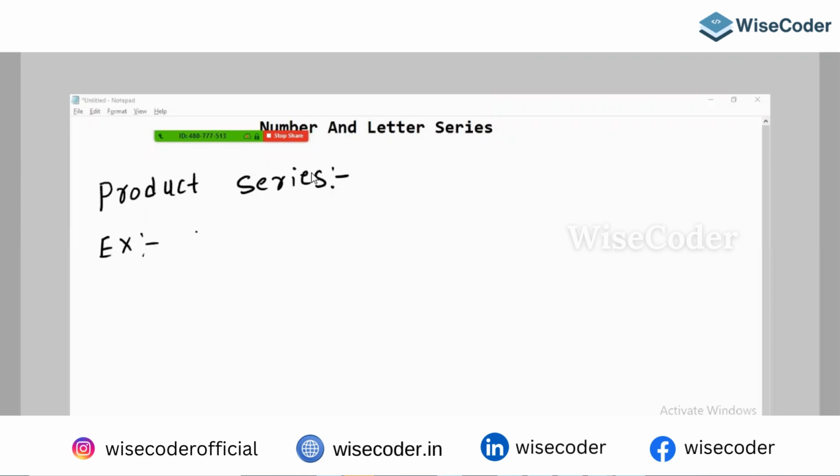So for example, your series goes like this: 2, 4, 8, 16, 32, 64, dash. Guys, if you consider this series, you need to figure out that this is a product series. How? When the difference between the particular numbers is increasing rapidly, you can see it as a product series.